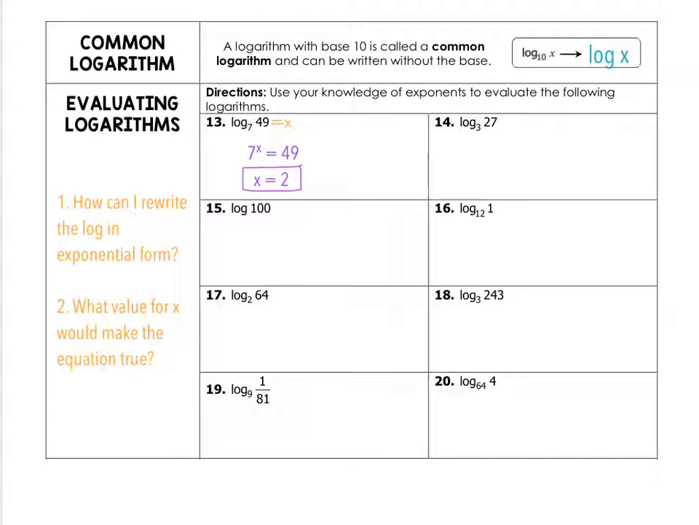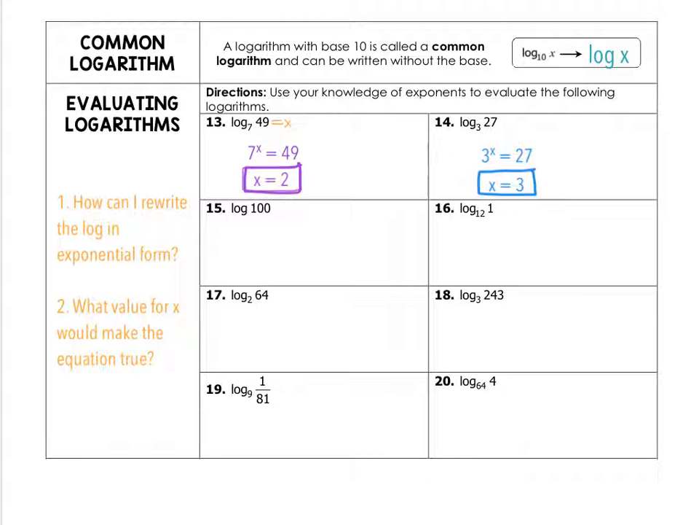All right, so number 14, how can I rewrite the log into exponential form? So go ahead and pause the video, see if you can rewrite that into the exponential form, and if you can take it that step further and think through what value for x would make the equation true, go ahead and try that now.